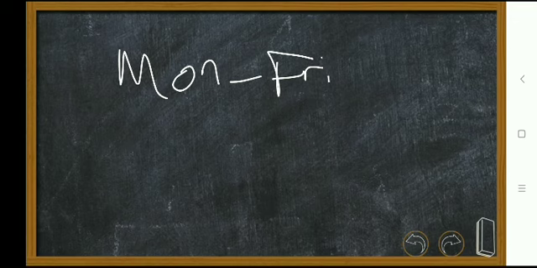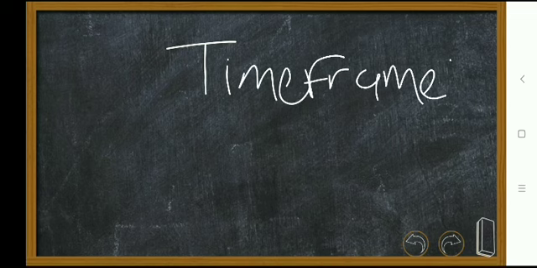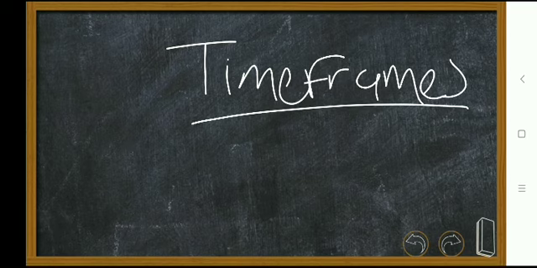So from Monday to Friday, you'll find 24 hours in a day. In hours we find minutes, then in minutes we find seconds. But we won't be dealing with seconds. We'll be dealing with minutes, hours, then a day, then week, then month. That means we'll have what we call time frames. So we'll be dealing with 5 time frames.